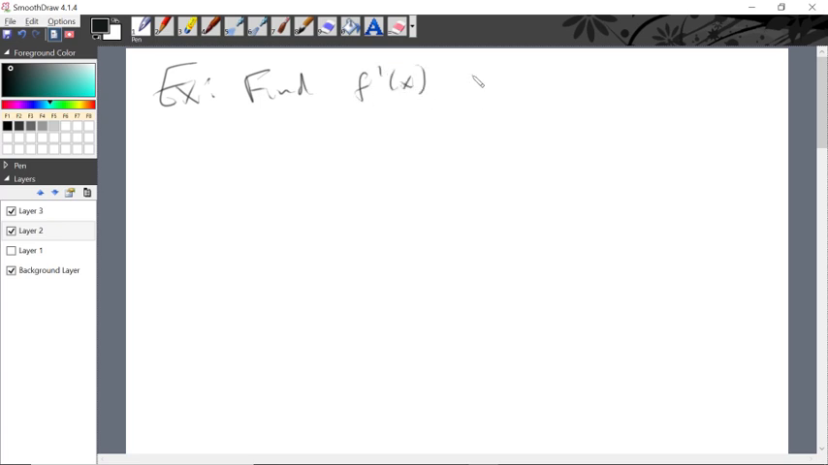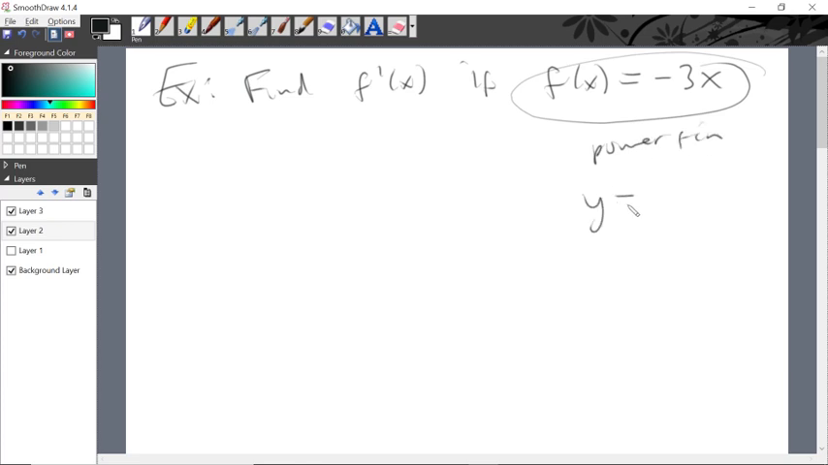Okay, find f prime of x if, let's say, f of x is equal to negative 3x, for instance. Well, that's a power function right there. It's a power function, y equals negative 3x to the first. And of course the derivative of a power function, ax to the n, we take a out to the front, and then we multiply using the general power rule, nx to the n minus 1. That's the way that's going to work.